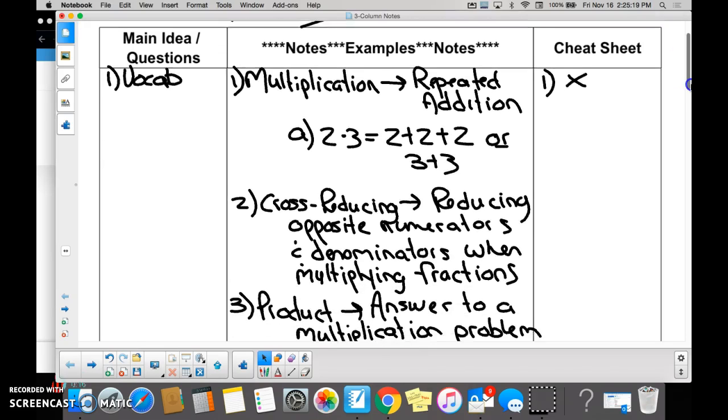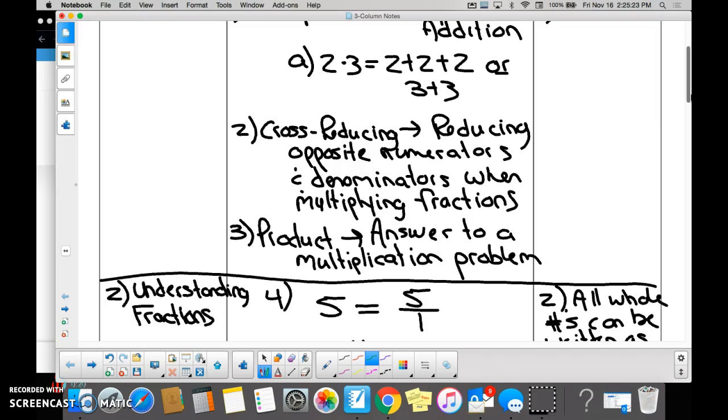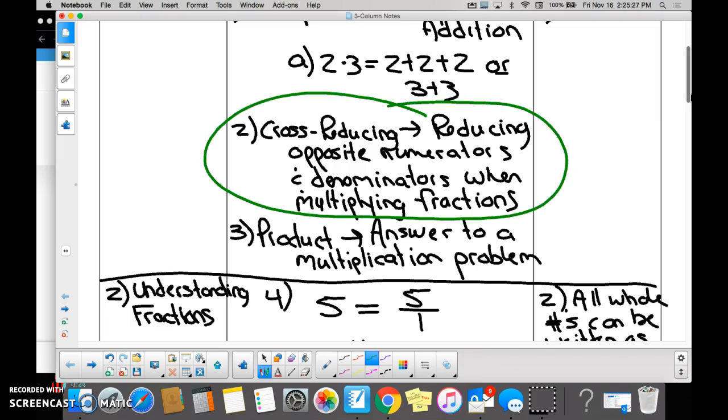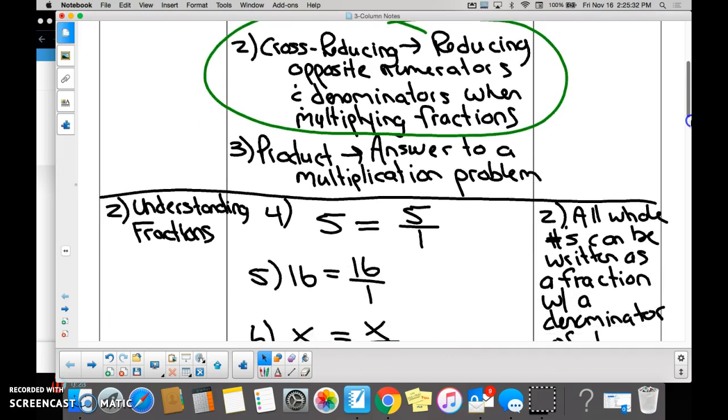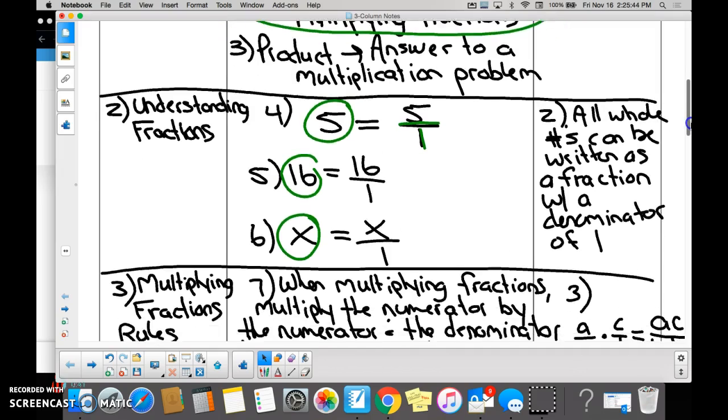You already know multiplication is repeated addition. You already know what a product is. Cross-reducing, we'll come back to in a moment when we get down to some examples of it. You guys now know that any whole number can be written as a fraction, right? You simply put that number over 1. We'll come back to that too in a moment.